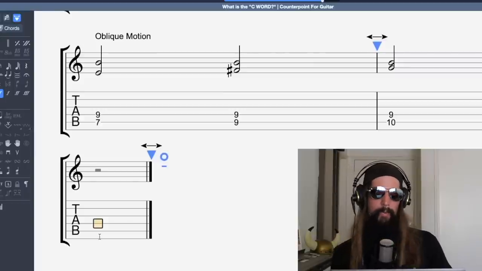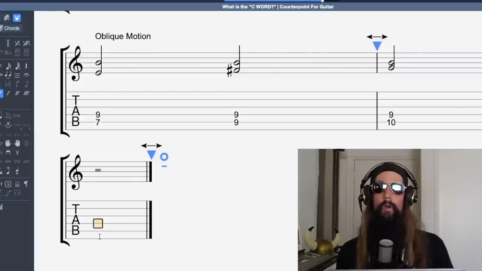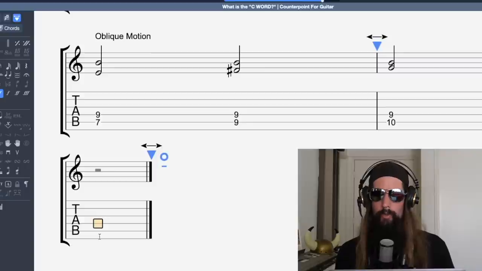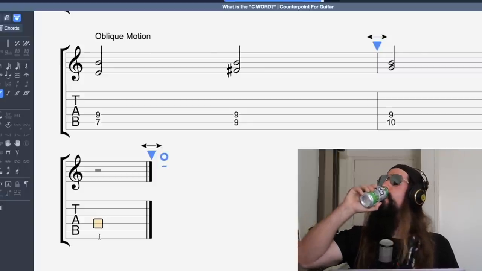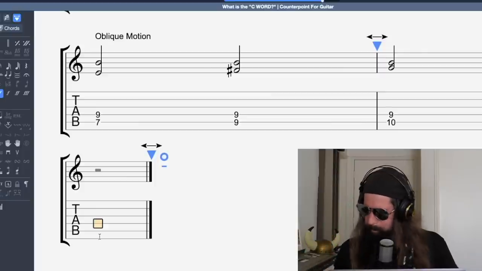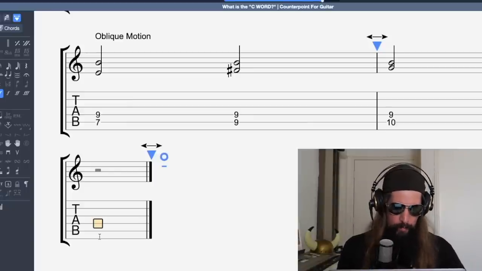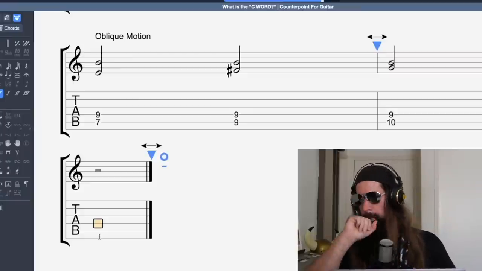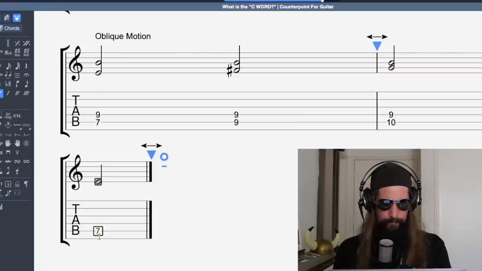Now, the last type of contrapuntal motion is my favorite by far, and that is contrary motion. Contrary counterpoint, the double C word. All right. Now, how are we going to do this contrary motion counterpoint?